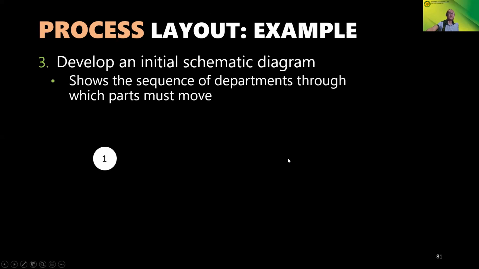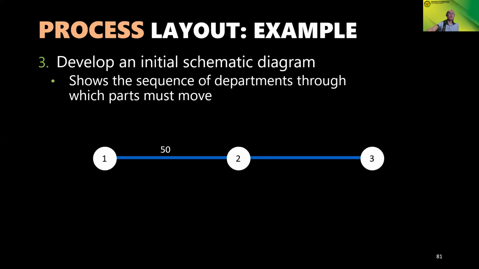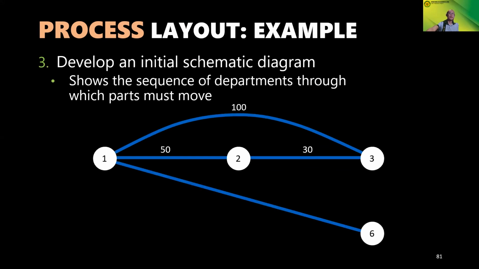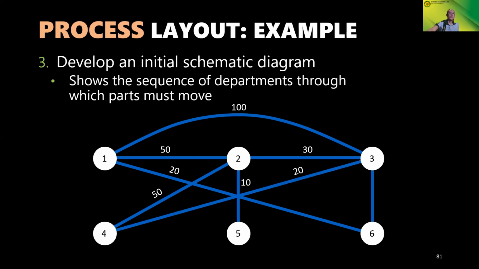So from station 1, this is station 2, and there are 50 units between 1 and 2. There are 30 units between 2 and 3, and 100 units between 1 and 3. Another 20 units between 1 and 6. That's 50 units between 2 and 4 rather. 10 units between 2 and 5. 20 units between 3 and 4. 100 units between 3 and 6. 50 units between 4 and 5. So we are now ready to compute for the costs.